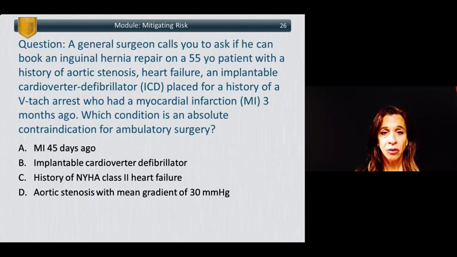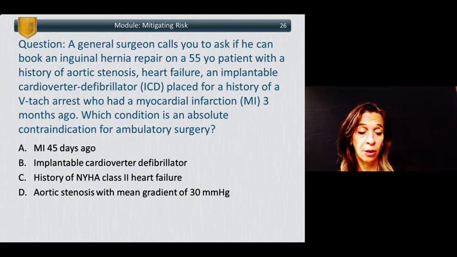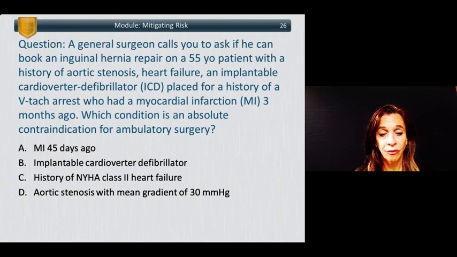Let's start with a question. A general surgeon calls you to ask if he can book an inguinal hernia repair on a 55-year-old patient with a history of aortic stenosis, heart failure, an implantable cardioverter defibrillator placed for a history of VTAC arrest, who had a myocardial infarction 3 months ago. Which condition is an absolute contraindication for ambulatory surgery in this patient? A, an MI 45 days prior. B, implantable cardioverter defibrillator presence. C, a history of a New York Heart Association Class 2 heart failure. Or D, aortic stenosis with a mean gradient of 33 millimeters of mercury.